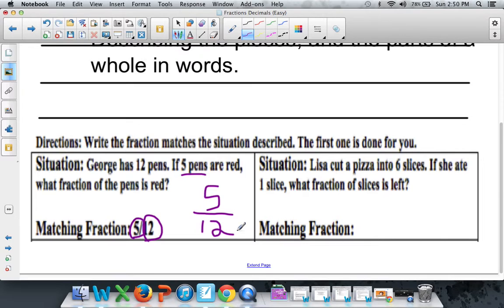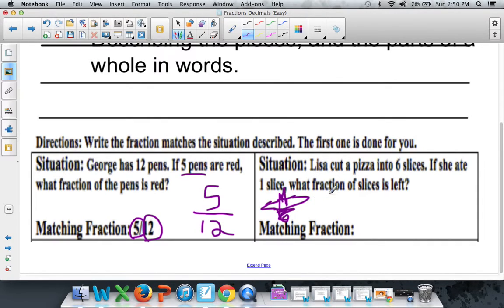That's not so bad, is it? But don't just blindly pick numbers like, oh, I see a 5 and I see a 12. Sometimes the question might be slightly trickier than that. Take a look at this. Lisa cut a pizza into 6 slices. Thanks, Lisa. If she ate 1 slice, what fraction of slices is left? Oh, I know! There's a 1, and there were 6 slices, so 1/6. Nope! Sorry. Wrong.